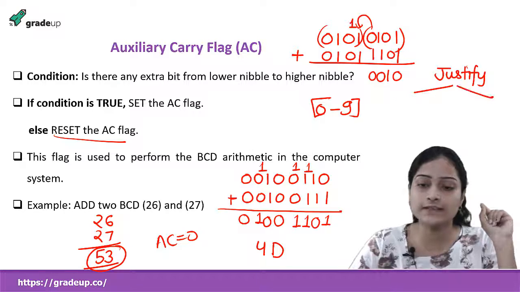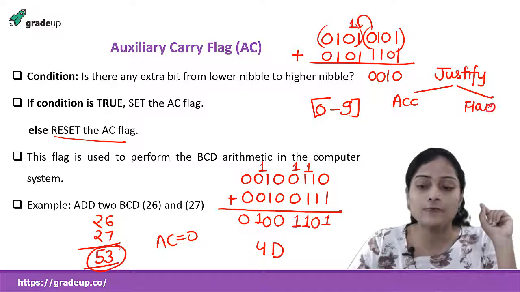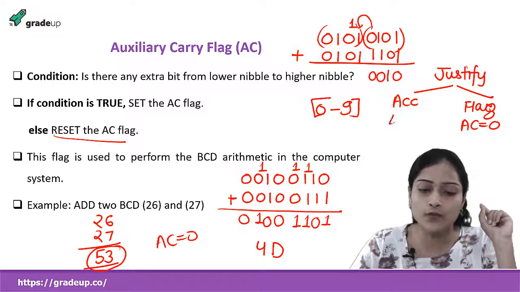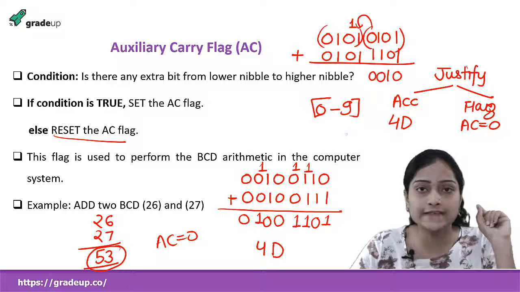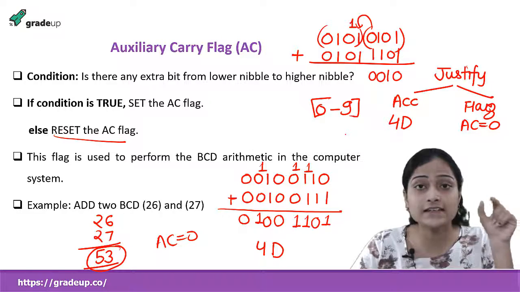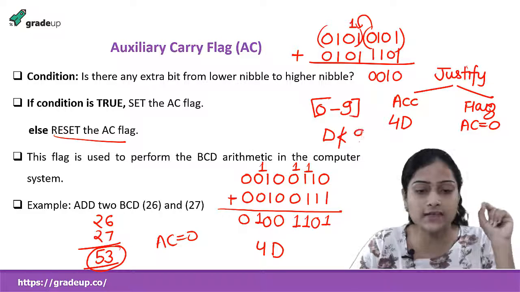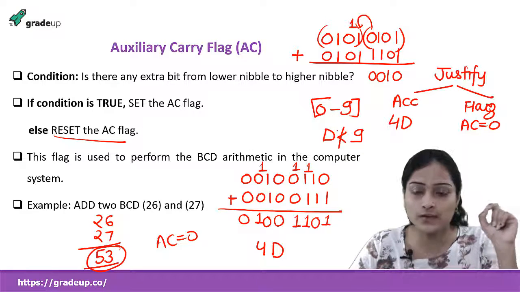PSW consists of two things, accumulator and flag register. In the flag register this time AC is equal to 0, but I am getting output as 4D. For BCD, each and every nibble should be less than 9. Here your lower nibble is D, which is not less than 9. Then it is not a correct BCD, and to convert it into correct BCD, what are you going to do? You will add 6 to it.